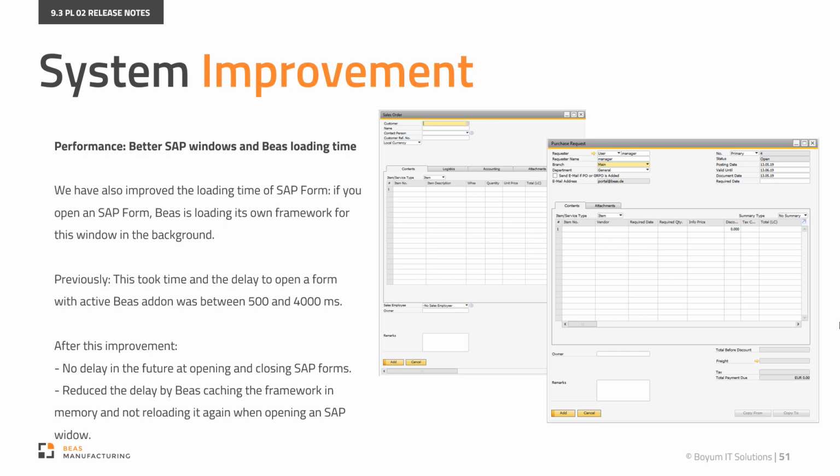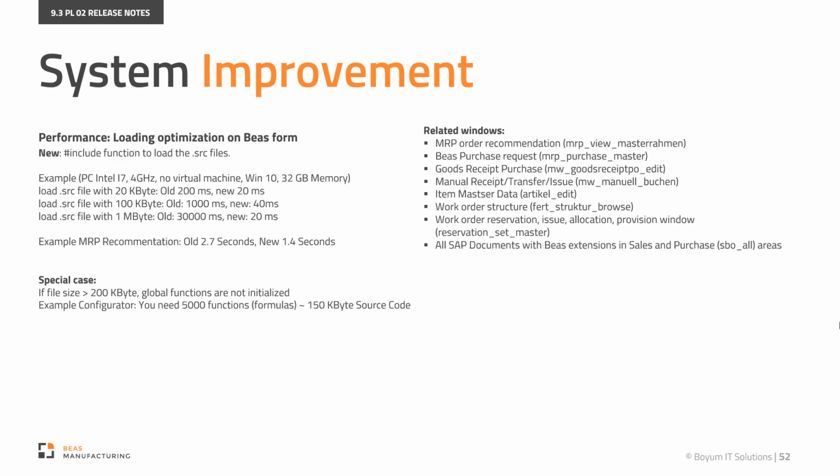Our system performance improvements also include loading optimization of Beas form. Some windows with large functionality take considerable time to open. One of the reasons was the initialization of global functions which are saved in an SRC file. Now the system uses the include function to load the SRC files. This function is faster, especially in large files. As you can see in our example with a relatively fast machine, loading of the SRC file can be cut radically, and this results in considerable performance improvement.